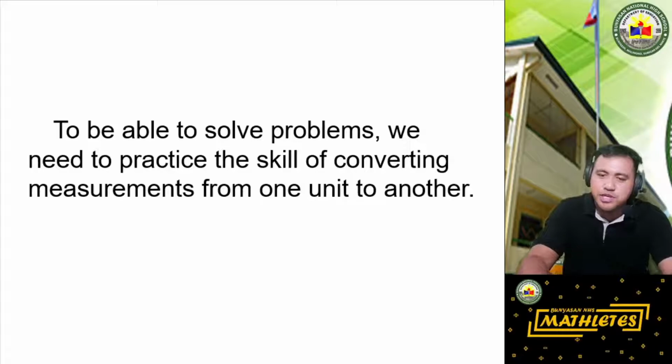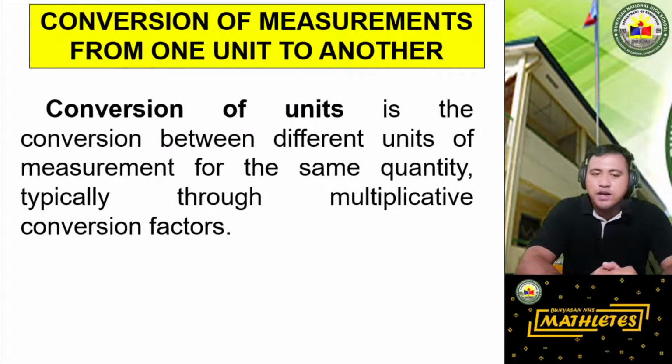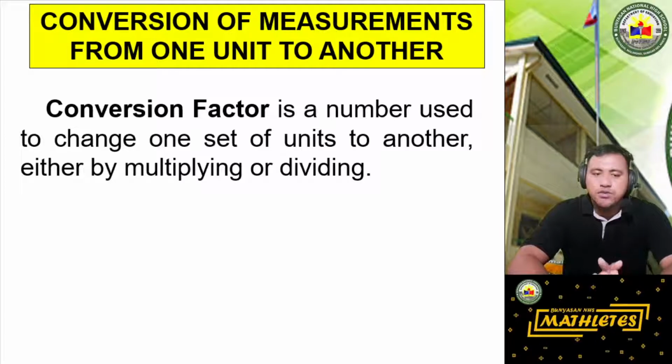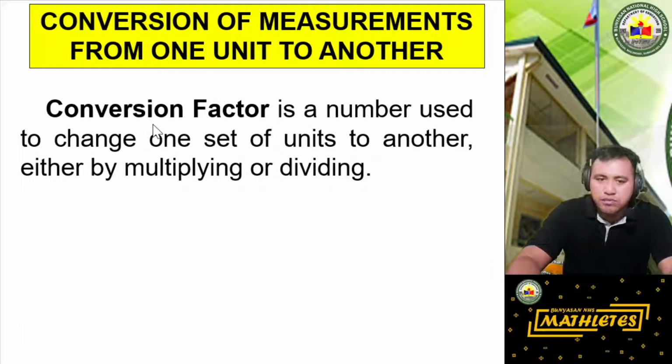another. In our previous video, we discussed the two systems, the metric and the English system. Okay, we have the conversion of measurements from one unit to another. Conversion of unit is the conversion between different units of measurement for the same quantity, typically through multiplicative conversion factors. What is this conversion factor? A conversion factor is a number used to change one set of units to another, either by multiplying or dividing.